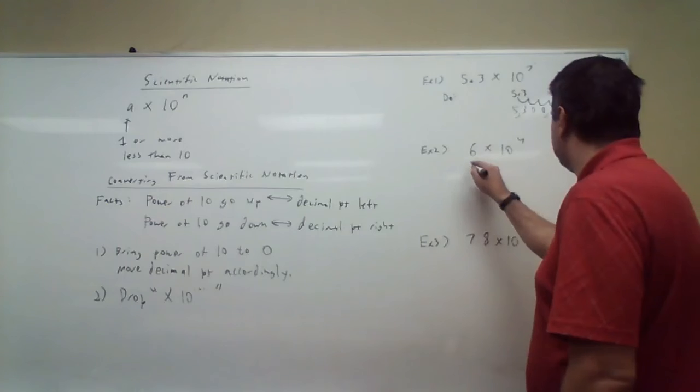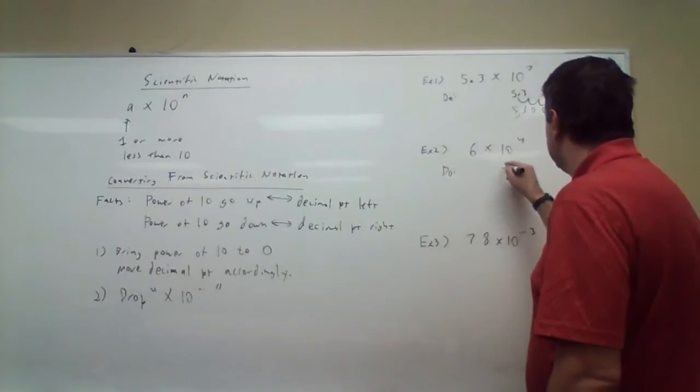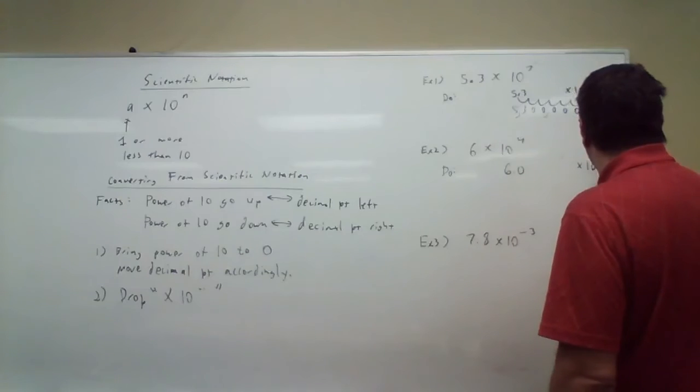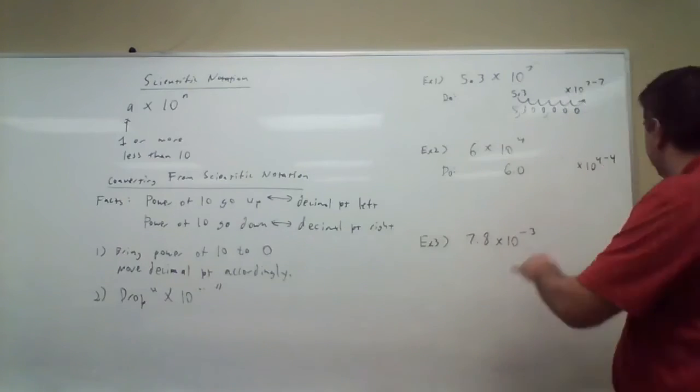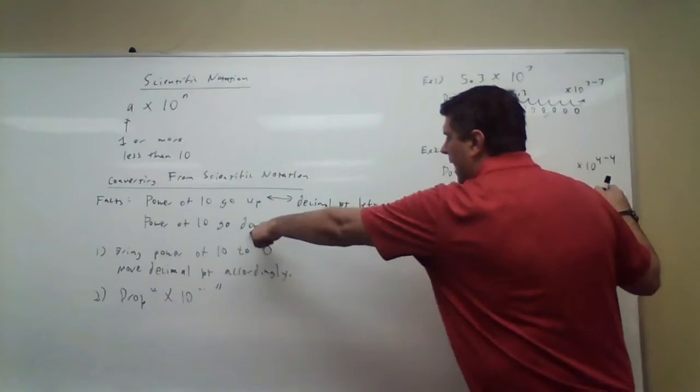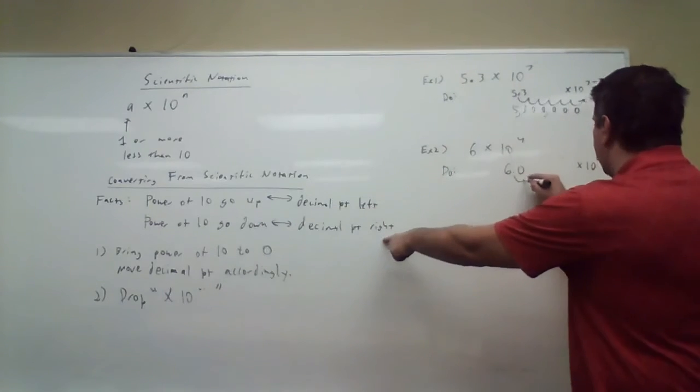This is equivalent to 6.0 times 10 to the 4th. We need to go down a power. We need to go down 4 powers. And again, if the power of 10 goes down 4 powers, the decimal point goes right 4 places.